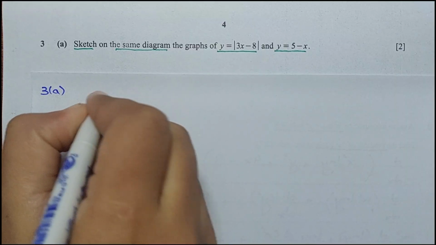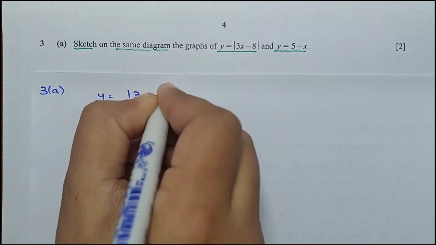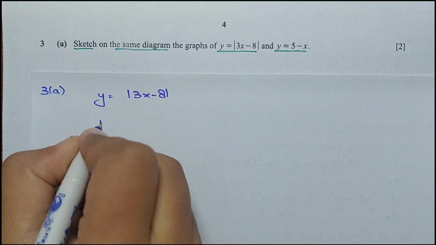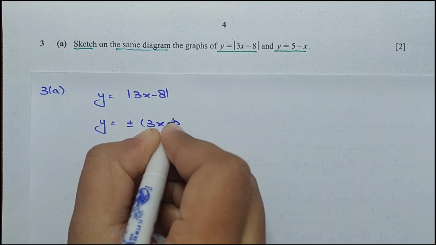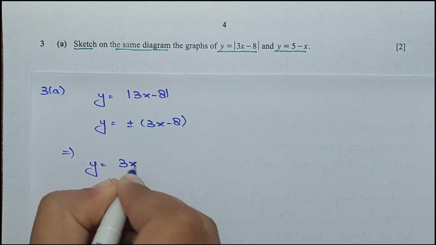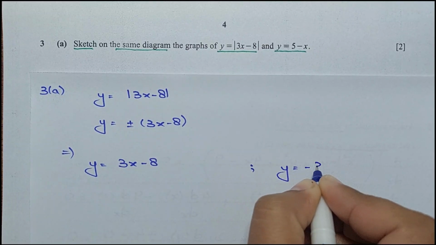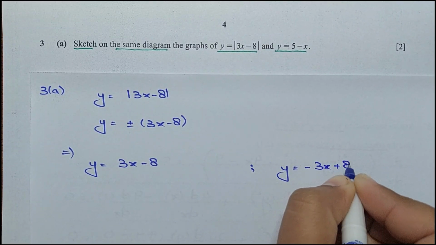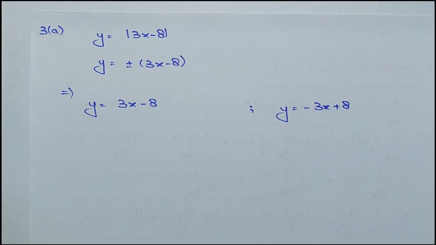Let me write down this function f of absolute of 3x minus 8, right? So this is basically y equals plus minus 3x minus 8. Here we have two functions, y equals 3x minus 8, and the other one is y equals minus 3x plus 8. One with the positive and one with the negative, right? Okay, now if I figure out what are the x and the y intercept.